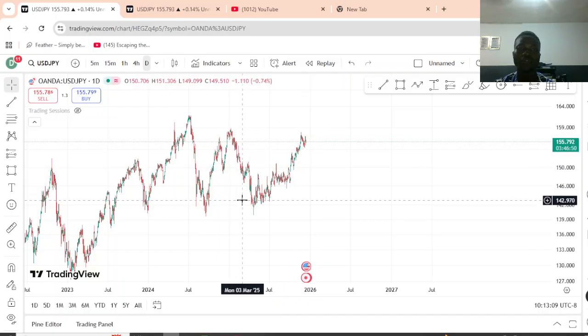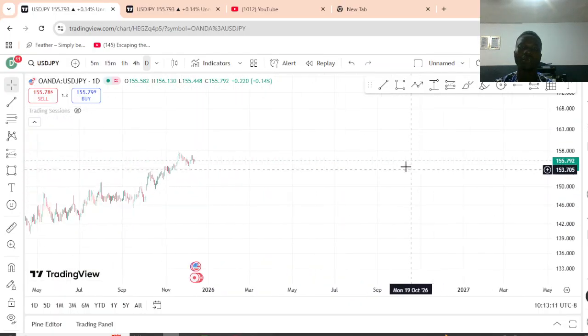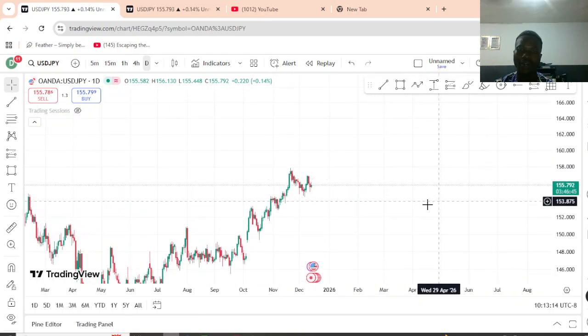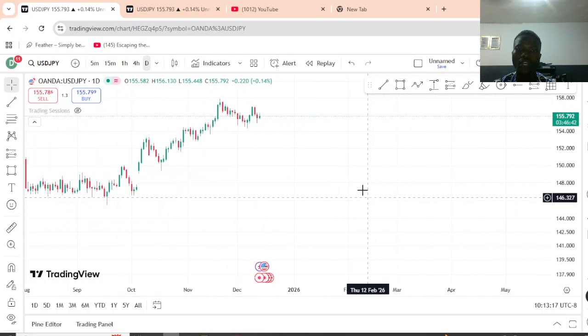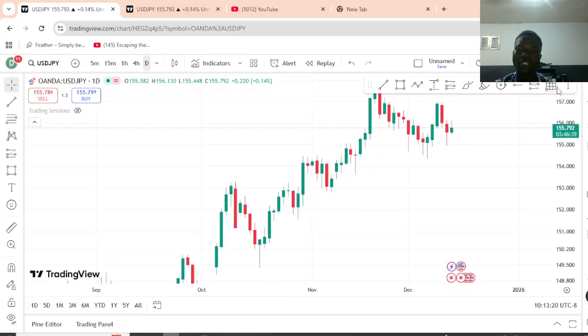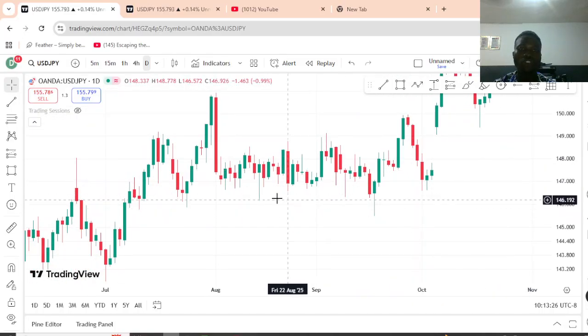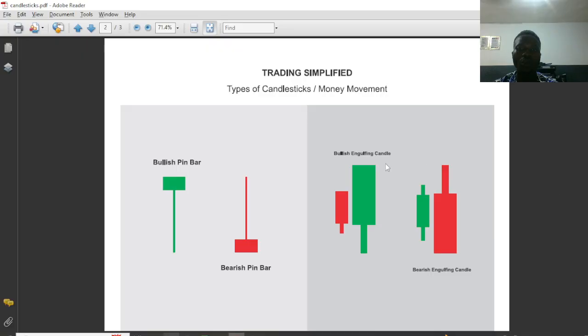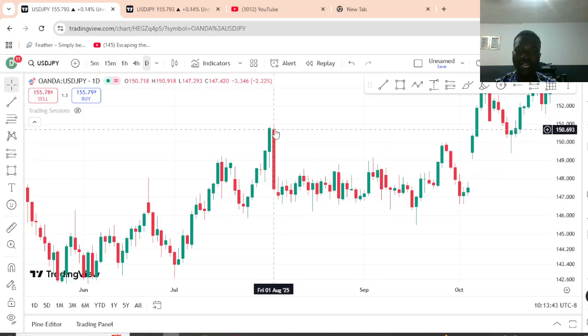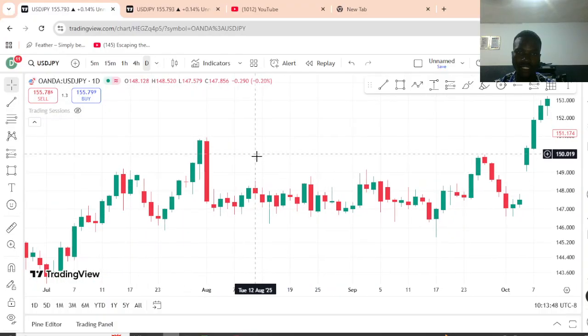So right here, we have our currency. We have USD JPY. You can see that the colors of these candlesticks are red and green. So what we call the bullish engulfing candlestick, this is the example of a bullish engulfing candle. This red fat candlestick, as you are seeing here.